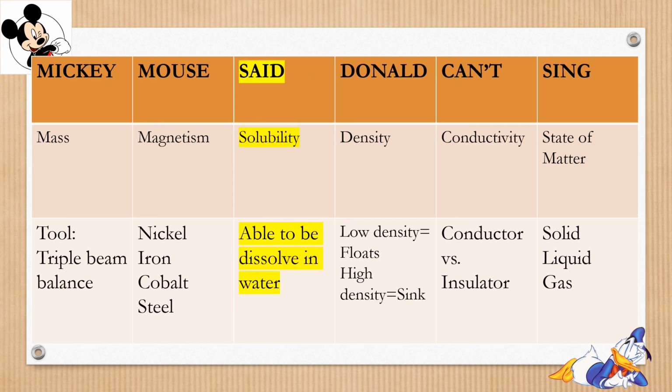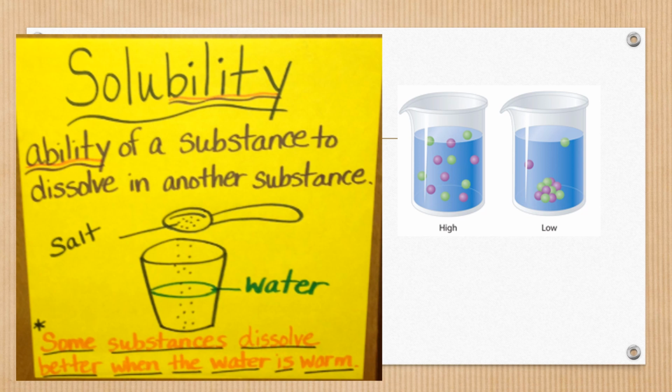Today, we will focus on solubility. Solubility is the ability of a substance to dissolve in another substance. The question that you need to ask yourself for today is, did this substance dissolve? If it did, then the substance is soluble. If it does not dissolve, then it is insoluble.